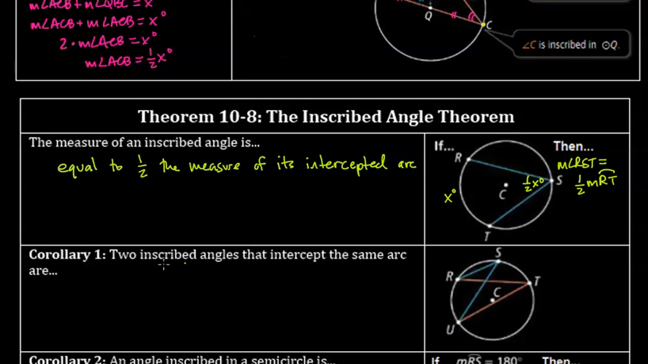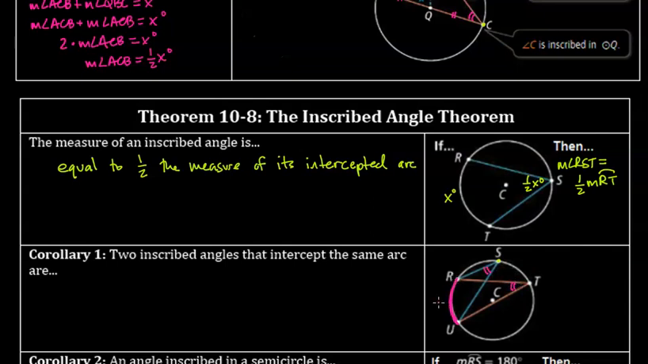Now, there is a corollary to this theorem that says two inscribed angles that intercept the same arc. So what is this talking about? If I look at this picture over here, I would have this blue inscribed angle, angle RSU. It's an inscribed angle because its vertex is on the circle and its sides are chords. It is intercepting this arc. And then this reddish inscribed angle, angle RTU, is also intercepting that arc. So it would probably make sense to you to say, well, those two angles must be the same measure because they're intercepting the same arc.